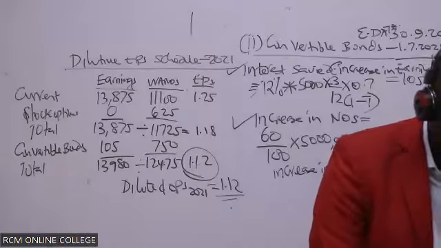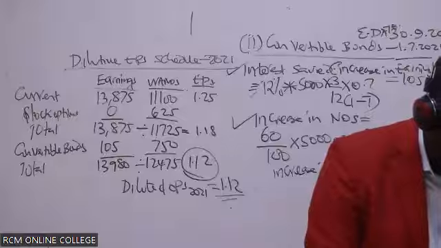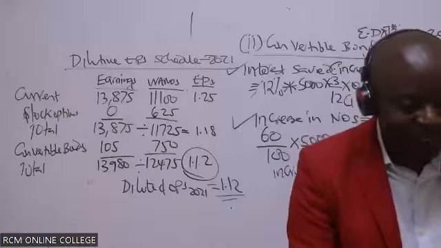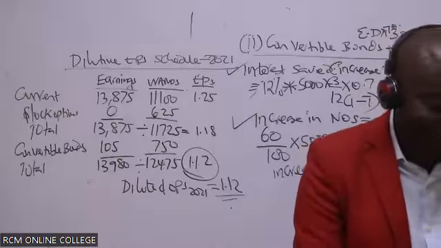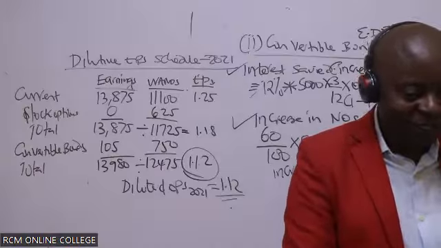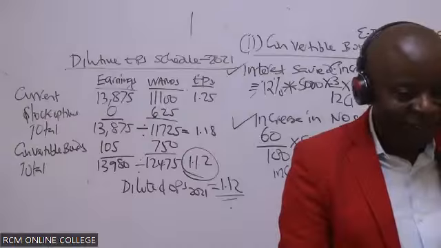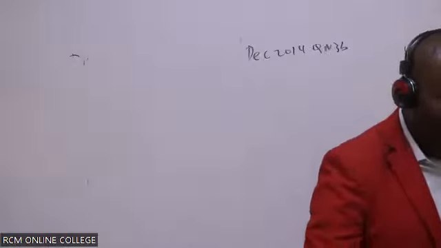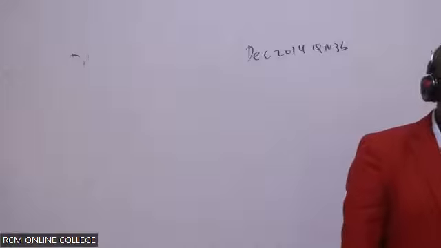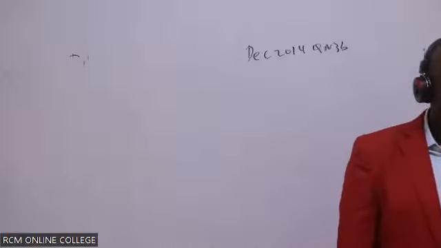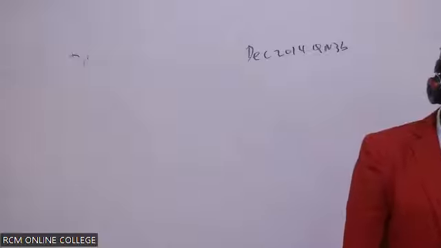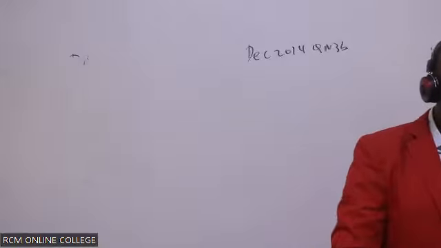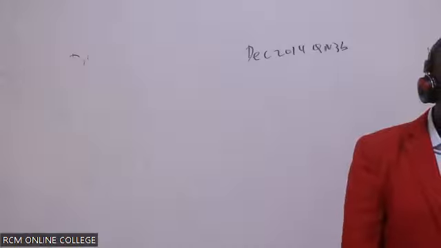Now, there is one old question that I would want to do here, before I look at yours, a very old question which can really give you a problem. This is December 2014, question number 3. The following information was obtained from the books of Panda Limited for the year ended 31st October 2014. Revenues, etc. Look at the additional information.